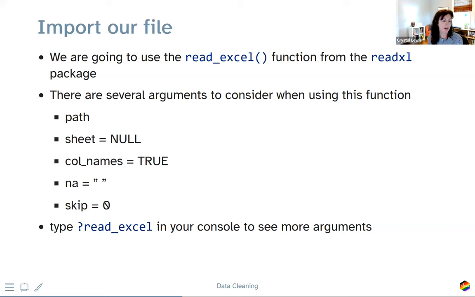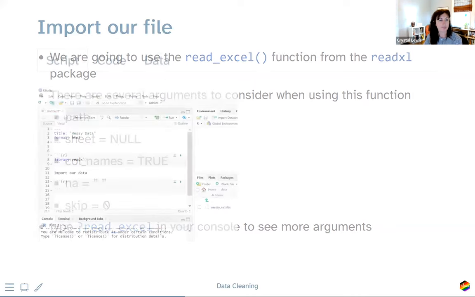And then the skip argument is asking, what's the minimum number of rows R should skip before reading anything in? There's actually a lot more arguments. You can type question mark, read underscore Excel into your console to see more arguments for this function.